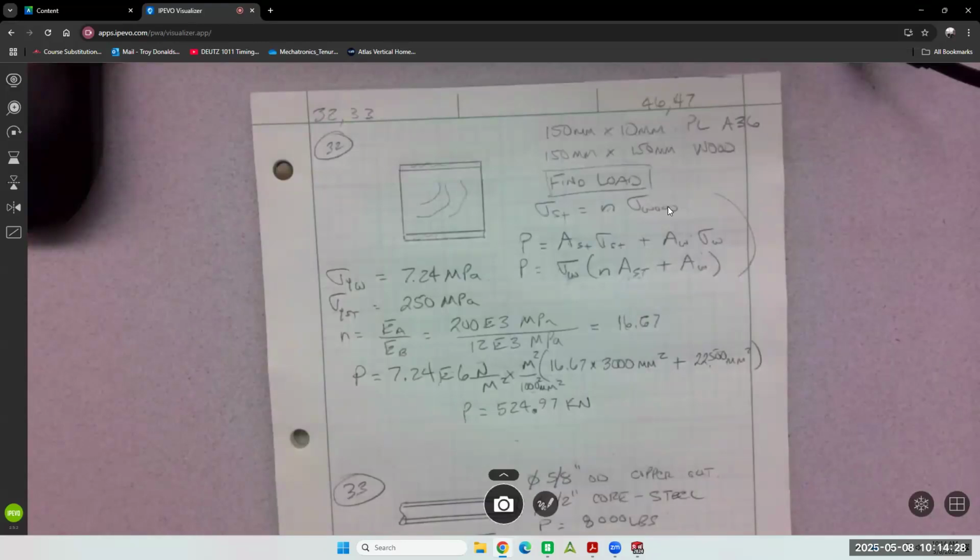7.24 in the modulus ratio. That's unitless. Oh, that could be the problem. Oh, that's why the solution's wrong. They use different E values because the book E value changed also. That would be the problem, because their modular ratio is less. It's 15 something.